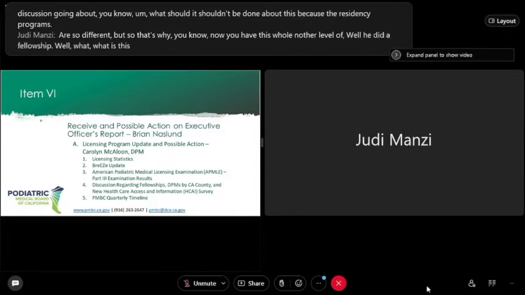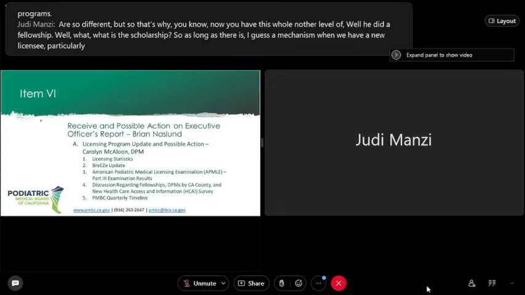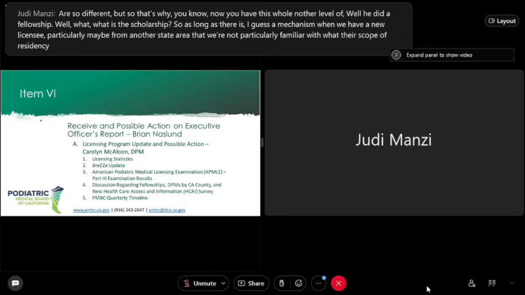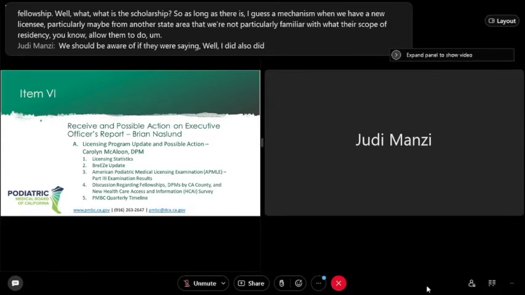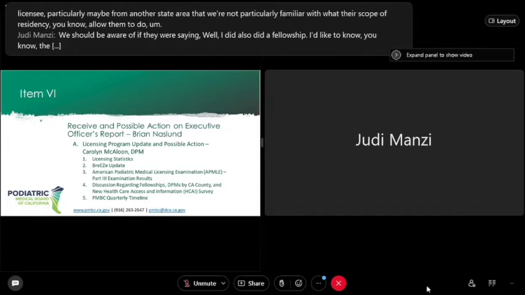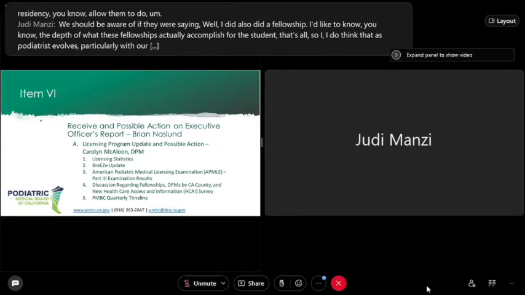So as long as there's, I guess, a mechanism when we have a new licensee, particularly maybe from an out-of-state area that we're not particularly familiar with, what their scope of residency allowed them to do, we should be aware of if they're saying, well, I also did a fellowship. I'd like to know the depth of what these fellowships actually accomplish for the student. That's all. So I do think that as podiatry evolves, particularly with our scope, we have to keep an eye on this. Do you get what I'm talking about?